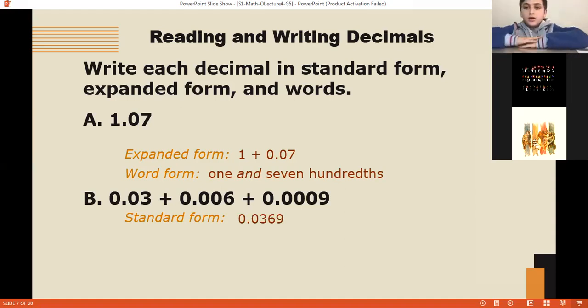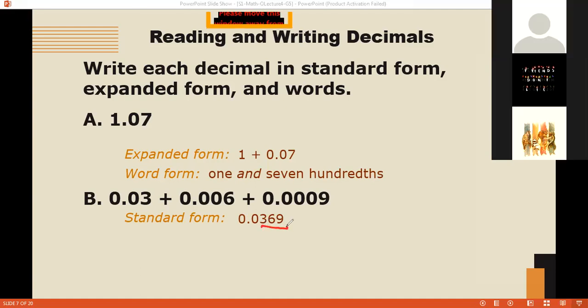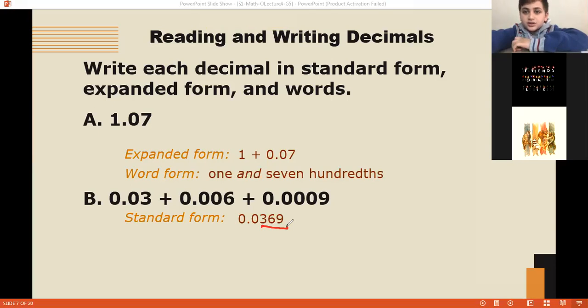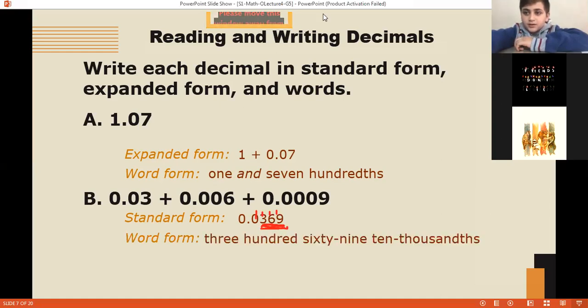Can you tell me this number in word form? Read this number. Take your time. We don't have a whole part here to say "and", we don't say zero and, we start directly with the decimal part. Read this number. 369. Excellent. And what's the column that we reached? Ten thousandths, because 10, 100, 1,000, 10,000. Very good, Hassan. So the number in word form is 369 ten-thousandths.